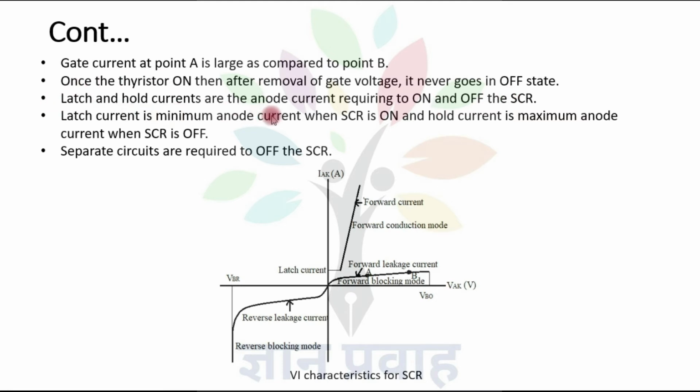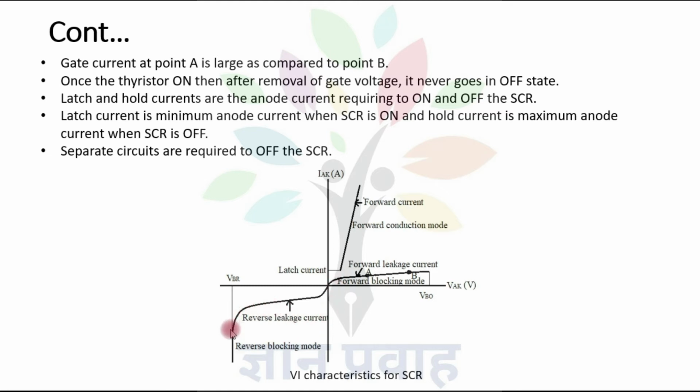Latch and hold currents are the anode currents required to turn the SCR on and off. So latch current is the minimum anode current when the SCR is on, and hold current is just below this latch current. So hold current is the maximum anode current where the SCR is operating in the off state. So both are related to anode current.